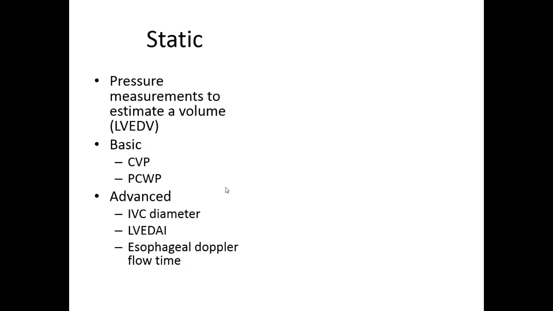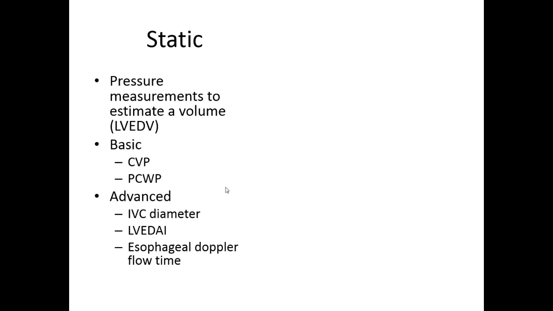So again, the static variables we discussed, CVP, wedge, these are kind of readily available static variables. Static in that it's a single point in time. When you talk about somebody's CVP, you say their CVP was 4. You don't say their CVP was 4 and I did some maneuver and it became 10, or the patient breathed in and it became 6. It's a static variable because you just talk about the one number.